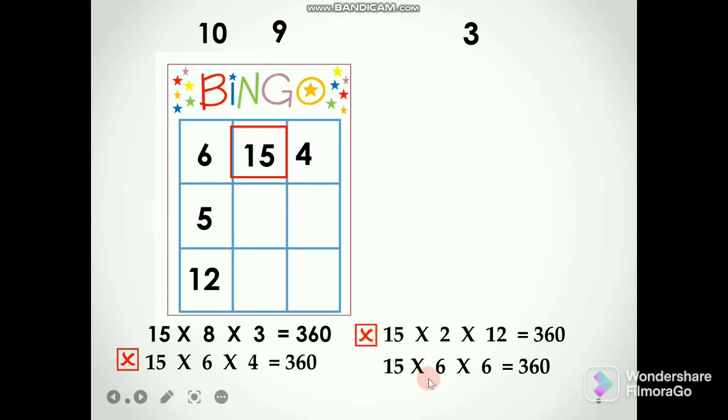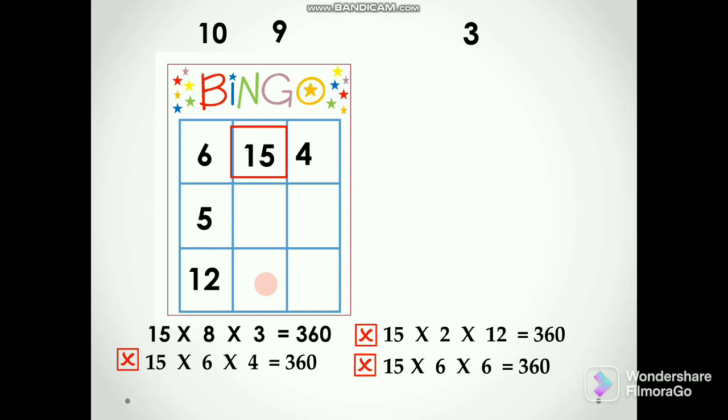How about 15 times 6 times 6? As I noticed earlier, we cannot count repeating here. So if we put 15, 6, and 6, there is a repeating. And if we put 6, 6, we also have 6 here. If we put both 6 here, so we have 3, 6, that is not already counted. Therefore, 15 times 6 times 6 is wrong.